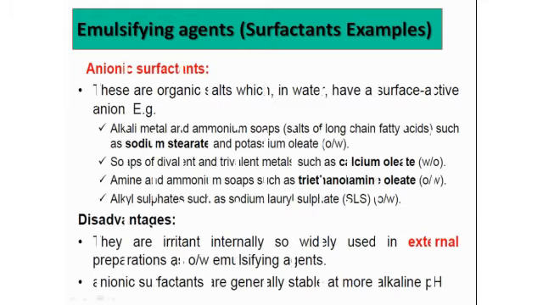Now surfactant examples, anionic surfactants, right? These anionic surfactants are organic salts with a surface active anion. Examples are alkali metal and ammonium soaps. These are salts of long chain fatty acids such as sodium stearate and potassium oleate. Soaps of divalent and trivalent metals such as calcium oleate. Then amine and ammonium soaps, for example triethanolamine. You can also have alkyl sulfates such as sodium lauryl sulfate.